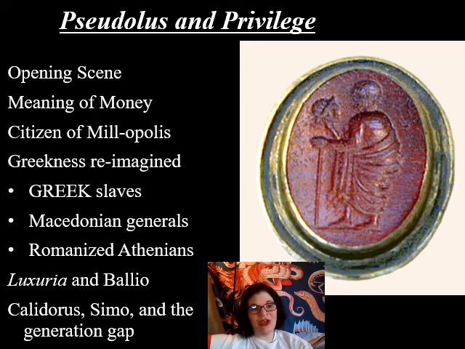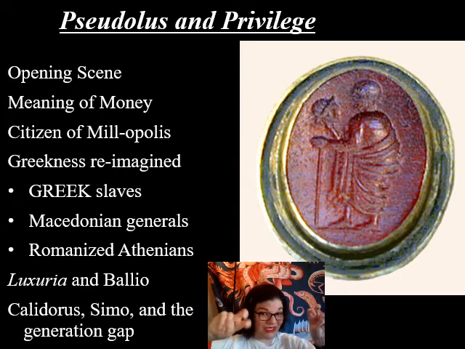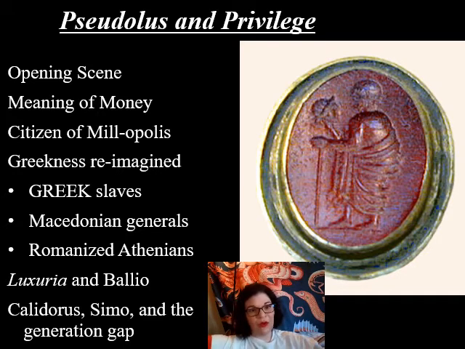There's a moment where Pseudolus jokes about how, yeah, I guess I better get you that money because if I don't get you that money, you're going to make me a citizen of Milopolis. I've got to explain this joke because it's a joke that's actually about a real thing that's not very funny. One of the ways that ancient enslavers would threaten their enslaved labor force was, if you don't do what I tell you to, I am going to put you in a worse working environment than you're in now.